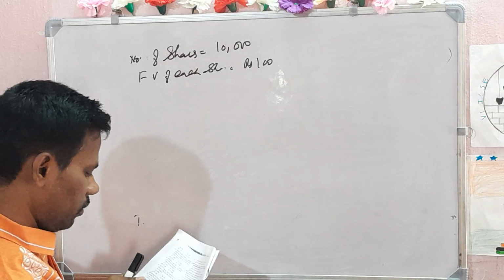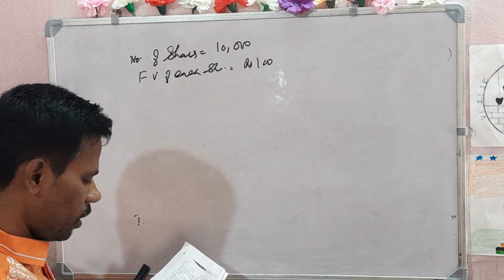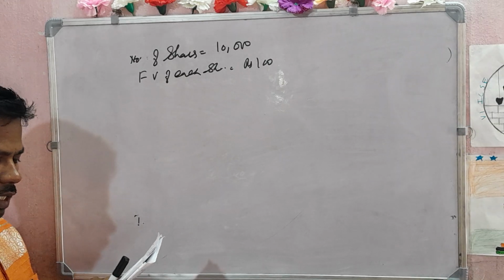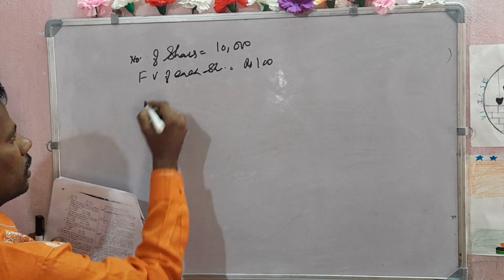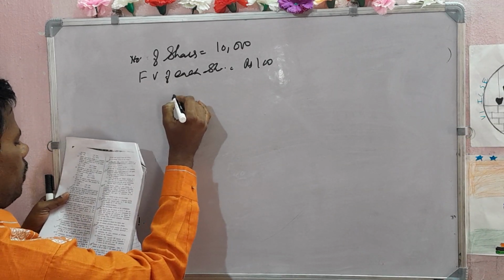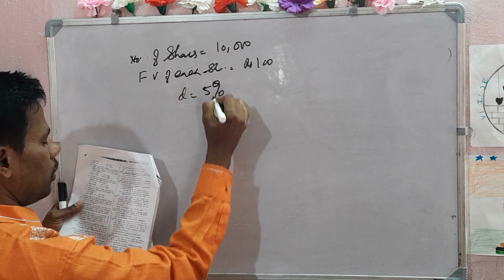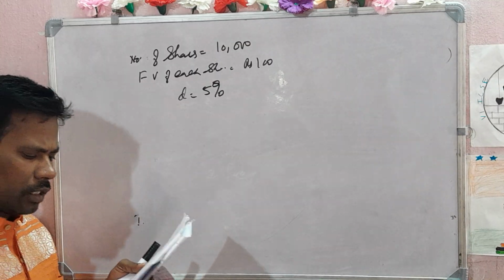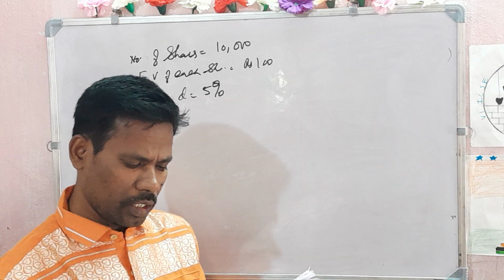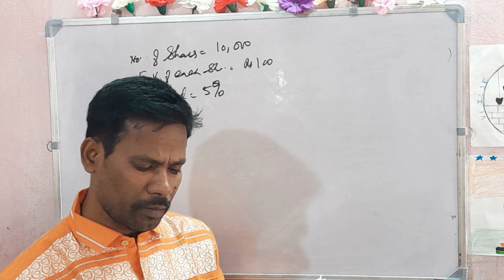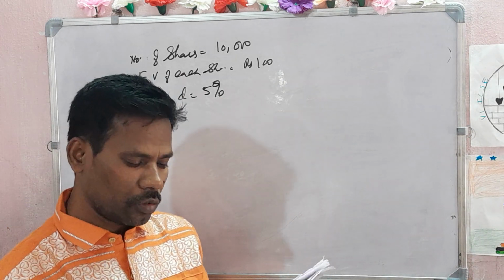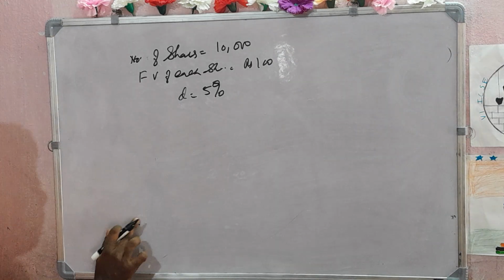Next, face value of each share is 100 and it declares an annual dividend of 5%. Dividend is equal to 5%, right? This is a very simple question. They are asking three bits. What is the total amount paid by the company?